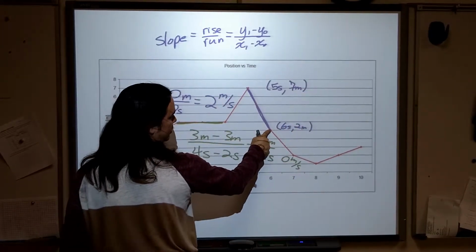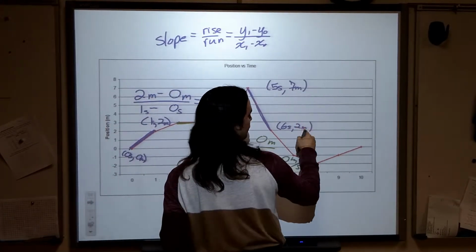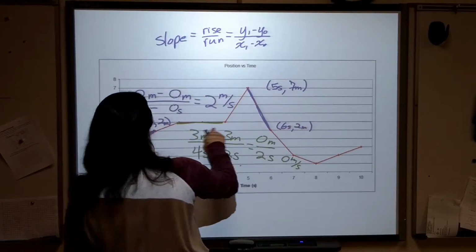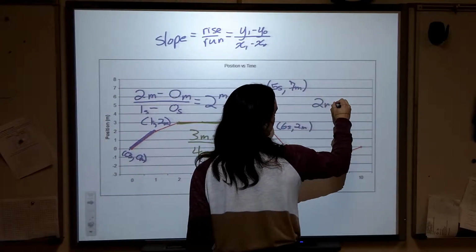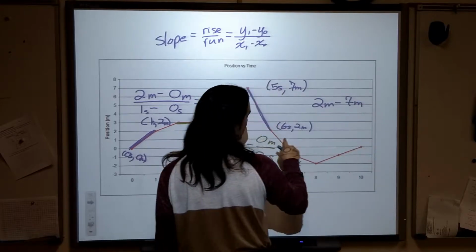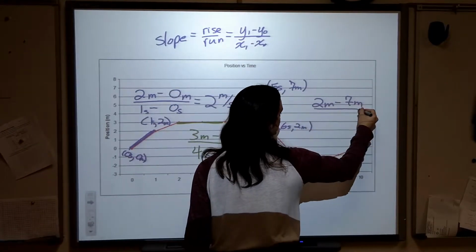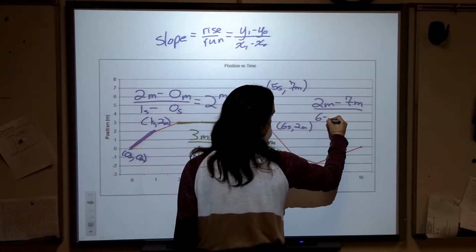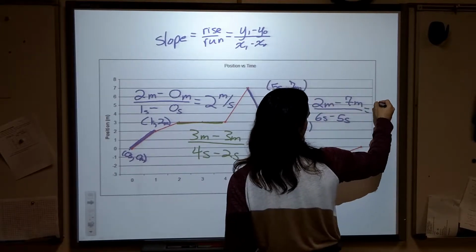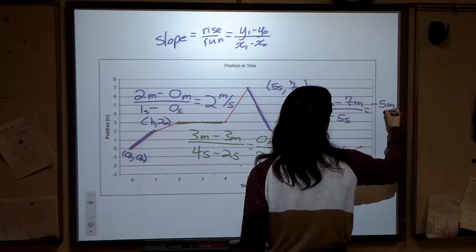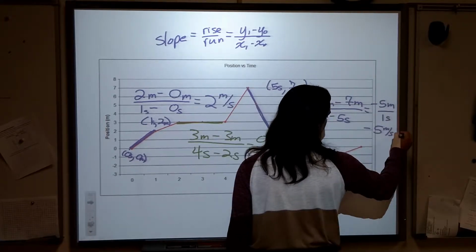Now remember, this is my second point. This is my first, at least what I'm looking at here. And so my final y, 2 meters, 7 meters. Yeah, that is quite a bit of movement. So I'd have 2 meters minus 7 meters. Here's my second point, subtracting my first point's values, divided by 6 seconds minus 5 seconds. I end up with negative 5 meters divided by 1 second, negative 5 meters per second.